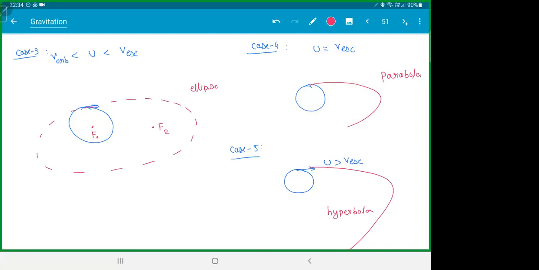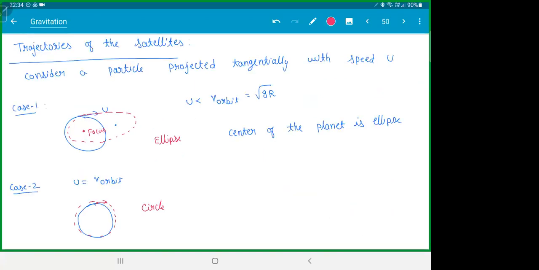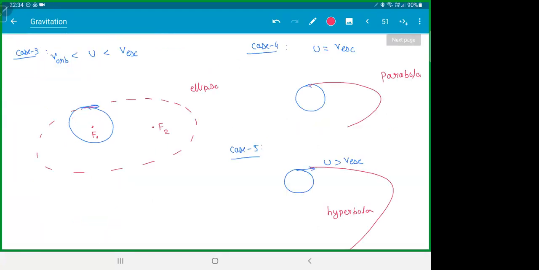Clear with the shapes? So anything less than v escape, it's an ellipse, but you'll collide with the planet. Exactly v orbit, circle. Between v orbit and v escape, you won't collide with the planet, but you'll go in an ellipse. Equal to v escape, parabola. Greater than v escape, hyperbola. These are all the trajectories. You see, there's a lot of theory there.